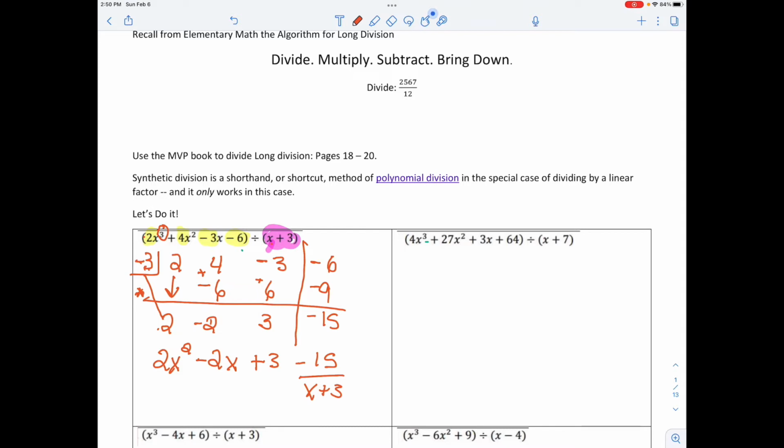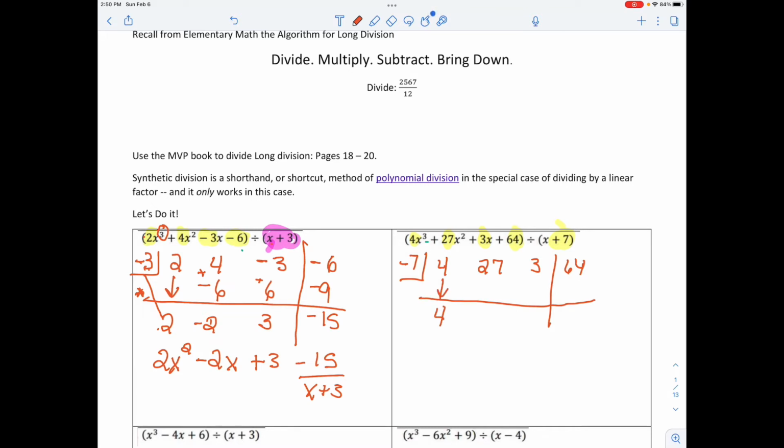All right, let's do another one. Our divisor here is x plus 7. So we're going to take the opposite of 7, give it its own little house, and then we're going to write the coefficients of the dividend. So we get 4, 27, 3, 64. And remember, this is our remainder, so we set it apart and we drop the 4.